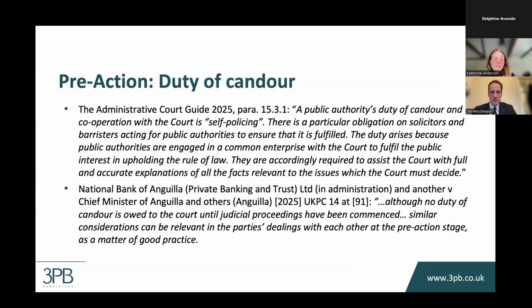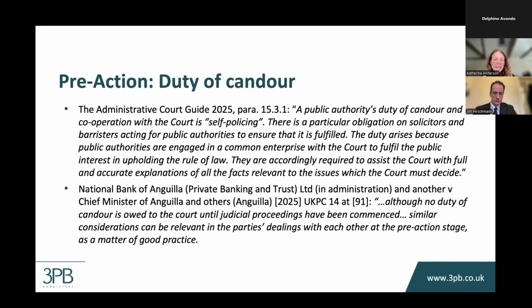I'm going to talk briefly about the duty of candour. That's a duty that both parties have. What's relevant, of course, for the purposes of today's webinar for local authorities is the public authority's duty. Case law sets out that the duty of candour owed to the court is not owed until judicial proceedings have been commenced. But case law says similar considerations can be relevant in the parties' dealings with each other at the pre-action stage as a matter of good practice.